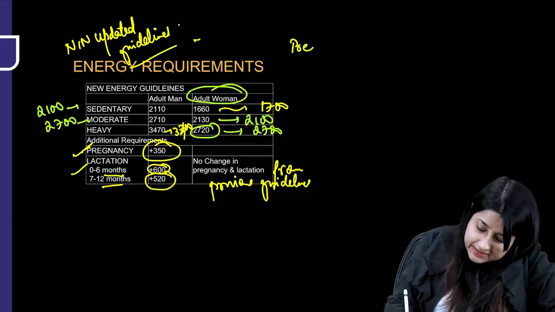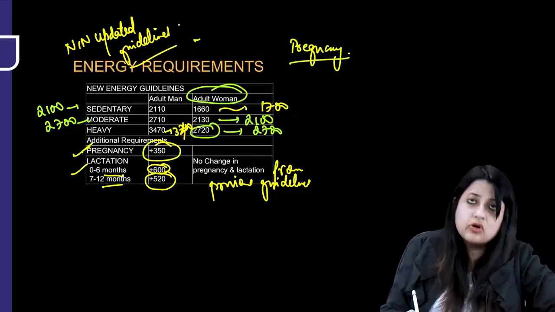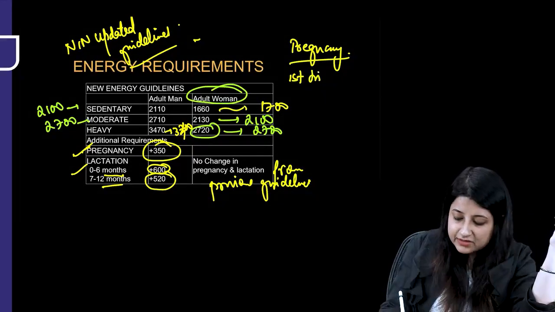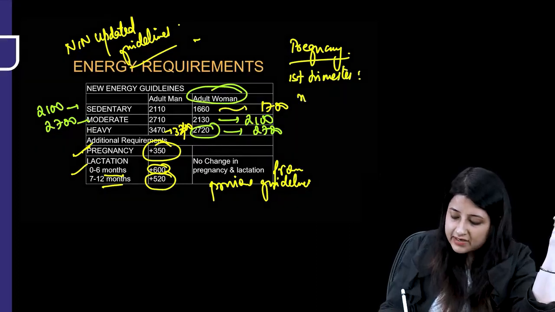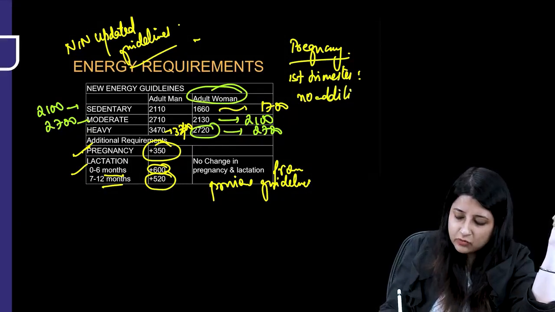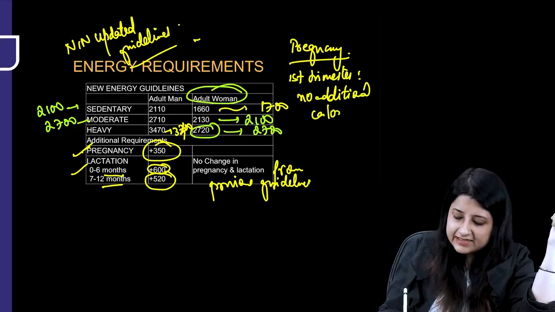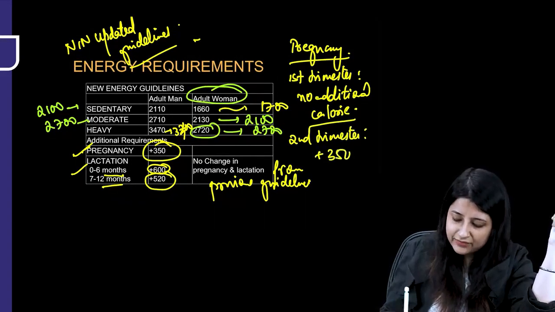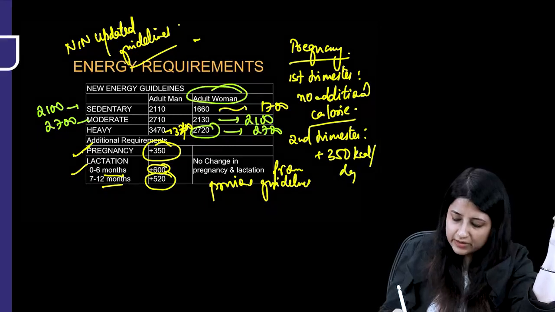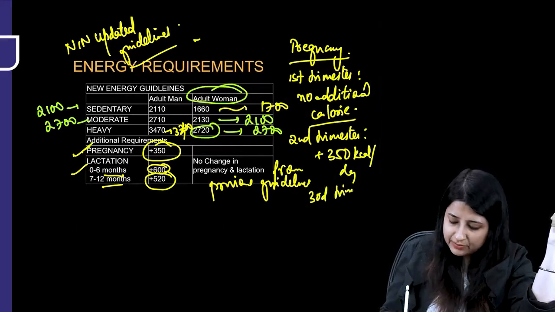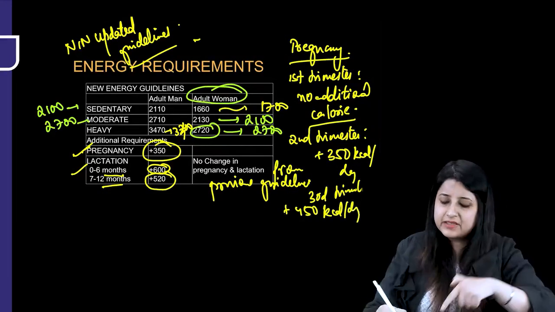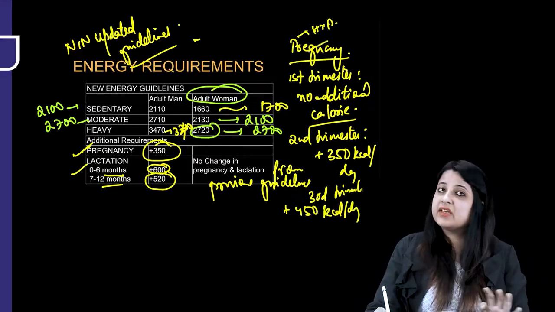Okay, here I would like to tell you something, okay? In pregnancy, please remember, if suppose this has not been mentioned, according to NIN or something, technically in the first trimester, no additional calorie required, okay? No additional calorie is needed in the first trimester, okay? In the second trimester, everybody, how much is the additional calorie? Plus 350 kilocalories per day, okay? And in the third trimester, everybody, if they ask you separately, plus 450 kilocalories per day. This is like a high yield point which I am giving you out, okay?